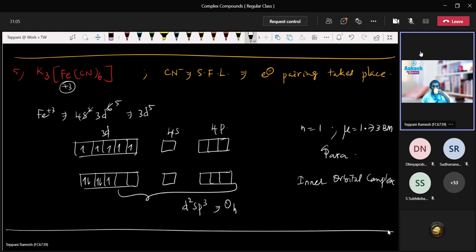No, similarities. Both have the same hybridization and the same shape. Inner orbital complex, strong field complex, low spin complex, spin paired complex. Got it?